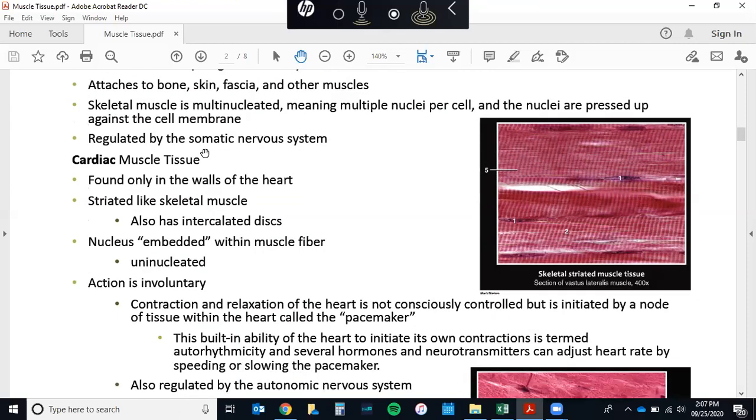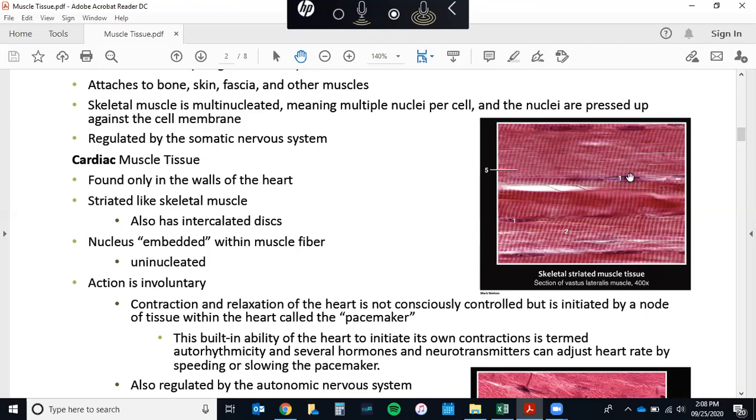As I said earlier, skeletal muscle is called skeletal muscle because typically it's attached to our bone, but we also see in places it's attached to skin, fascia, as well as other muscles. Skeletal muscle is multinucleated. We'll talk about why that is later in the lecture, but multinucleated means that it has multiple nuclei per cell.